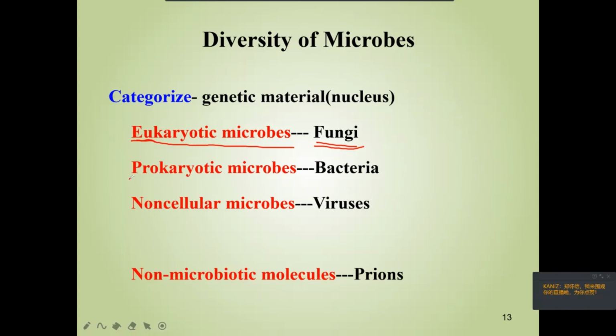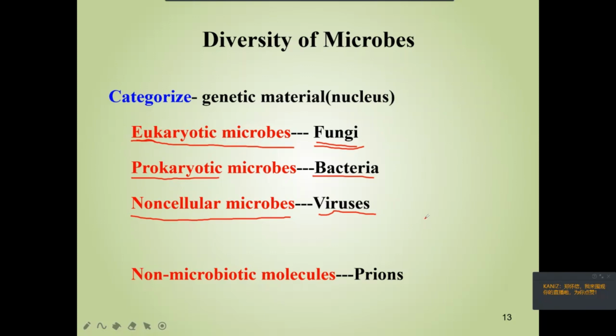Okay, another category is prokaryotic. Prokaryotic microbes are those cells without a nucleus. They have DNA as their genetic material, but the DNA is not enclosed in a membrane structure. And in this part, we'll learn bacteria. And also we'll learn non-cellular microbes. They don't have cellular structure. So these we'll learn viruses.